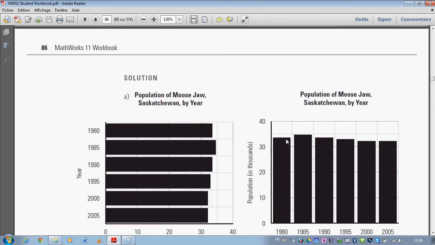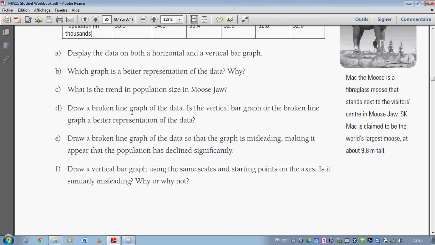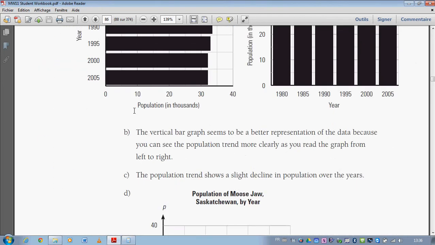Well, looks like it went up from 1980 to 1985, but then since 1985 it's steadily been declining, so it's been going down. Draw a broken line graph of the data. Is the vertical bar graph or the broken line graph a better representation of the data?